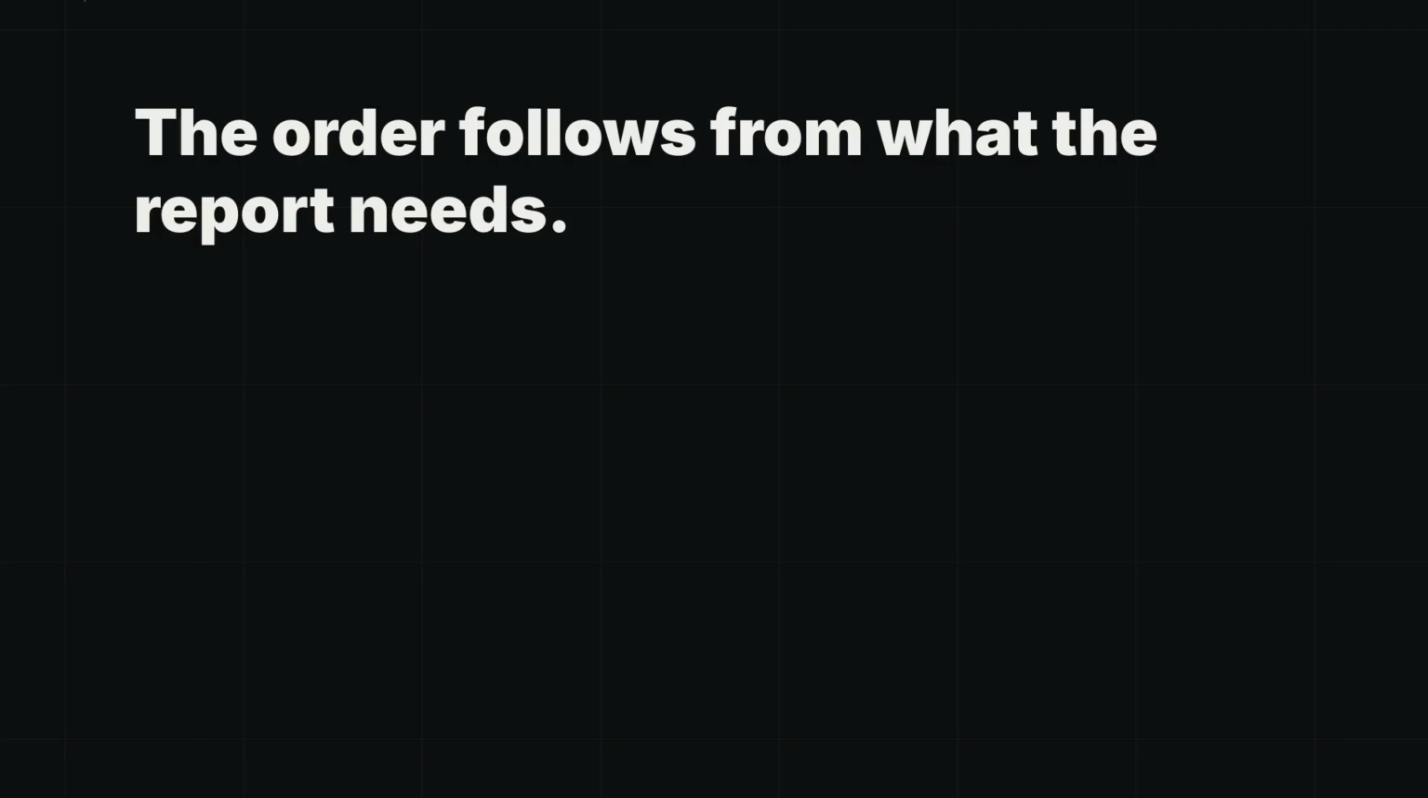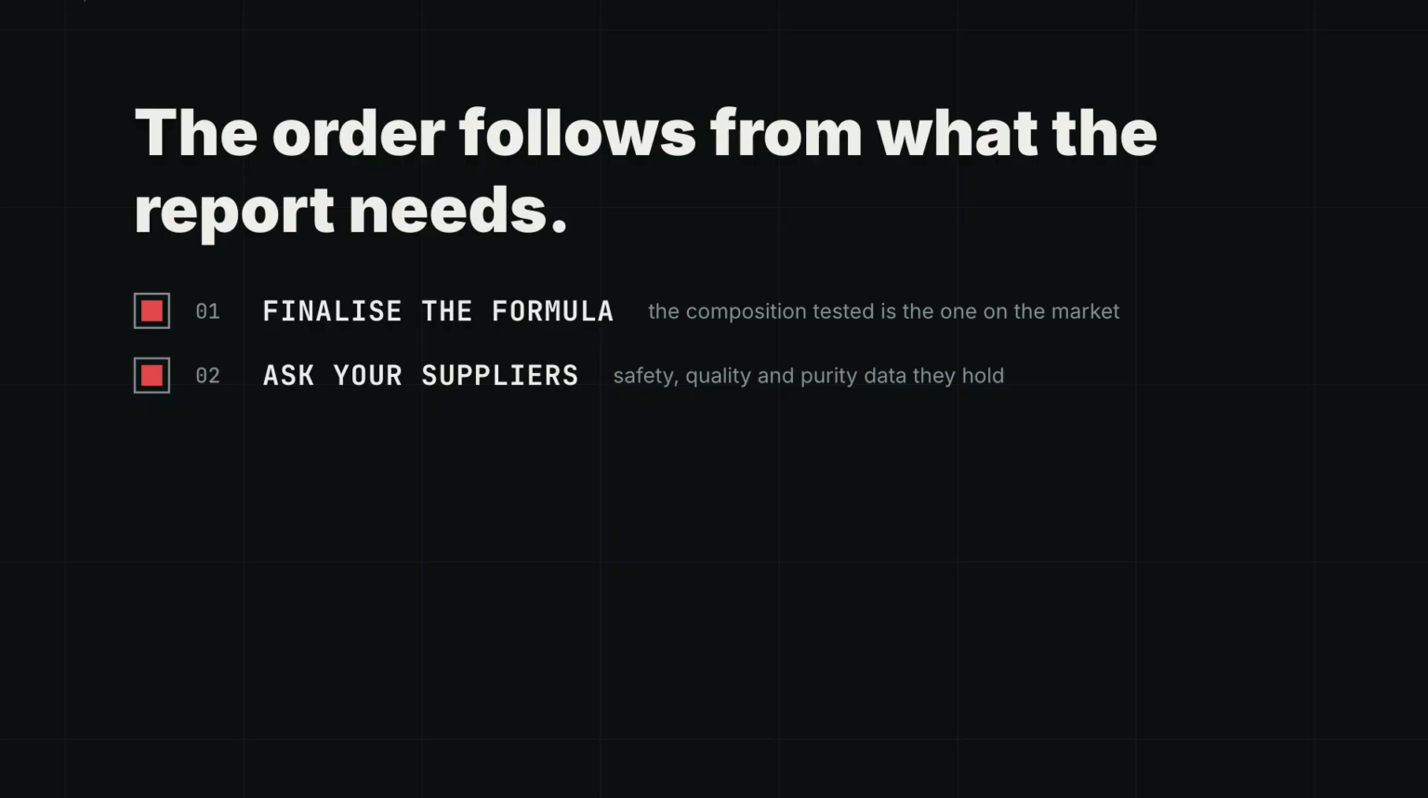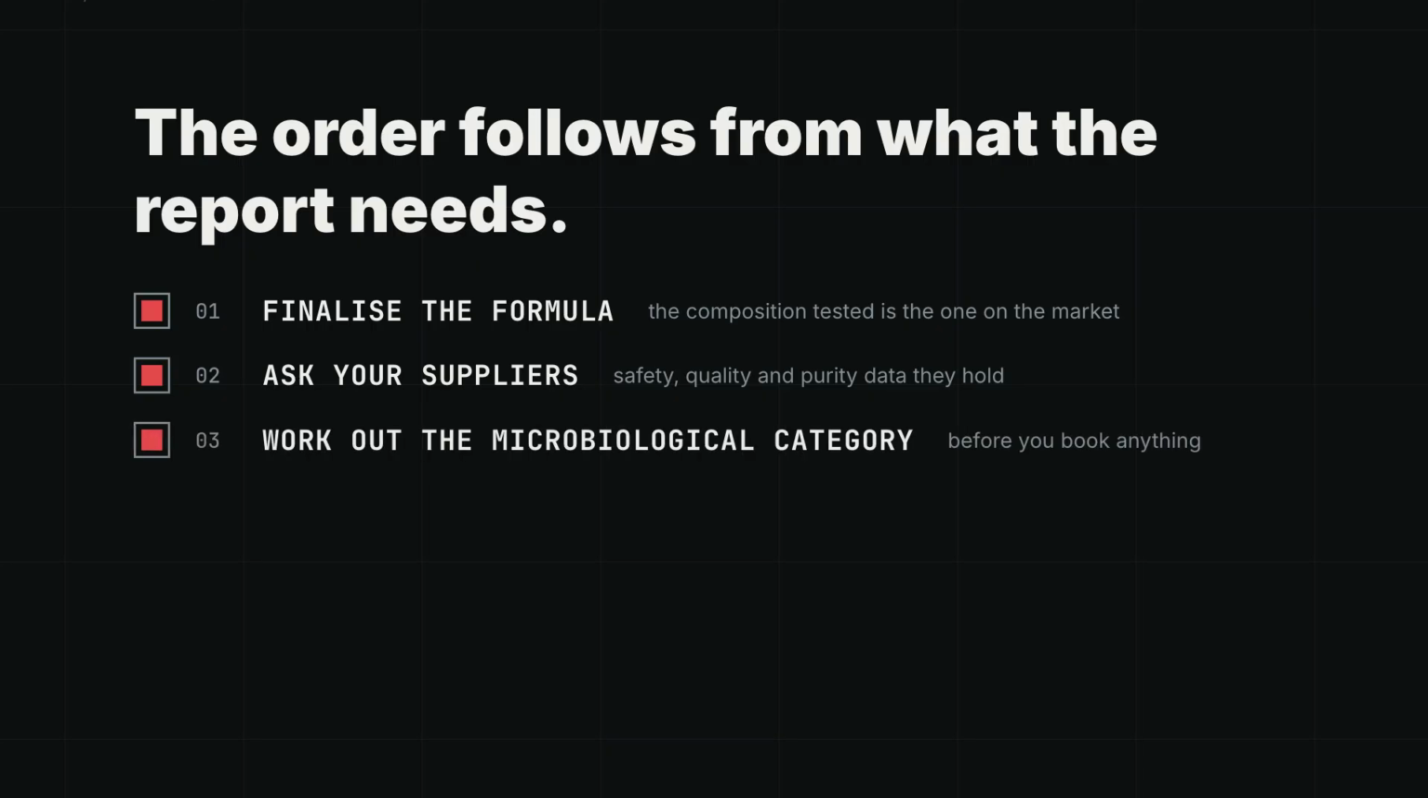This one follows from what the report needs. Finalize the formula. For stability, the guidance is explicit that the composition tested has to correspond to the product actually placed on the market. Ask your suppliers for the safety, quality, and purity data they hold, because the guidance says it should be shared, and because it tells you early whether a substance is going to be a problem. Work out with your assessor which microbiological category your product falls into before you book anything. Then run what is left.